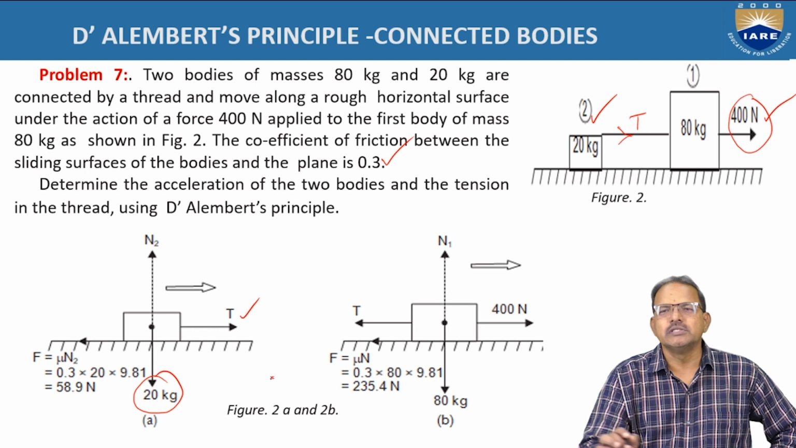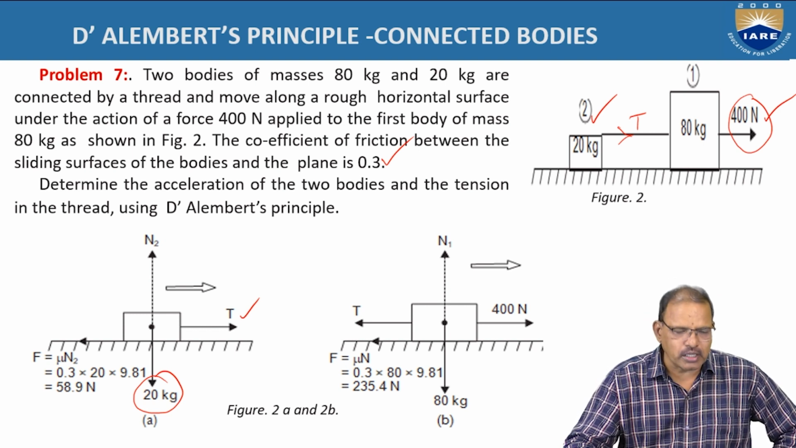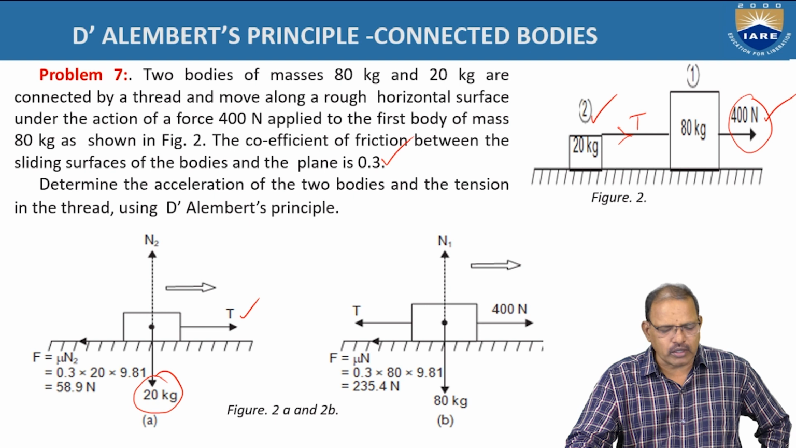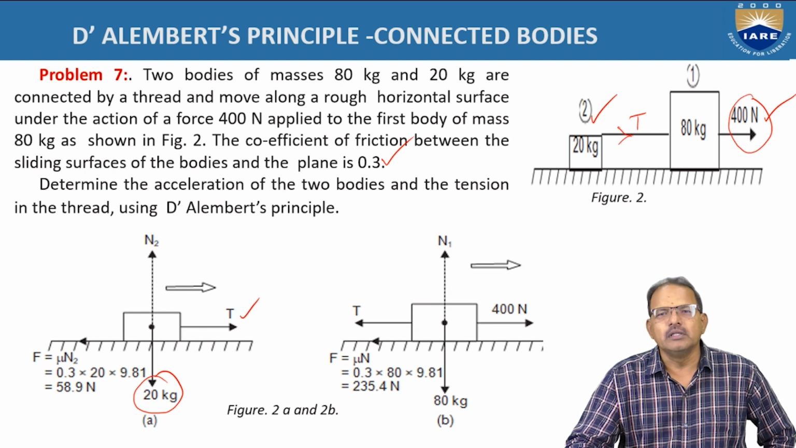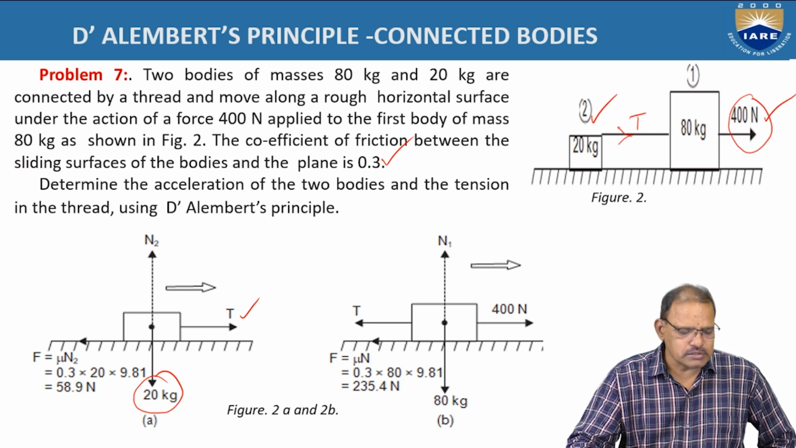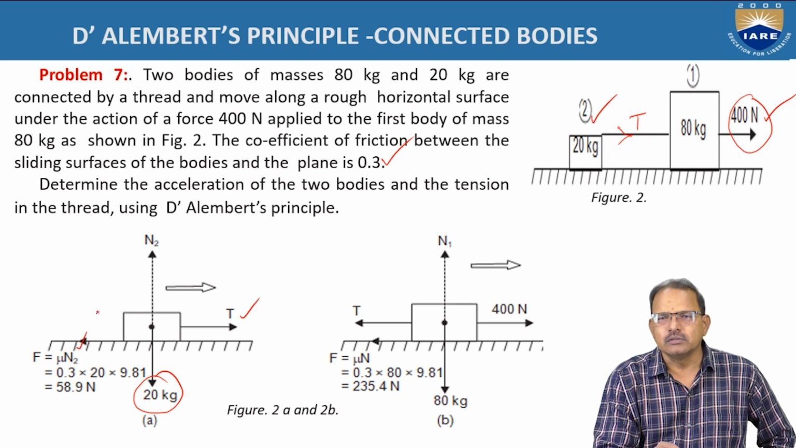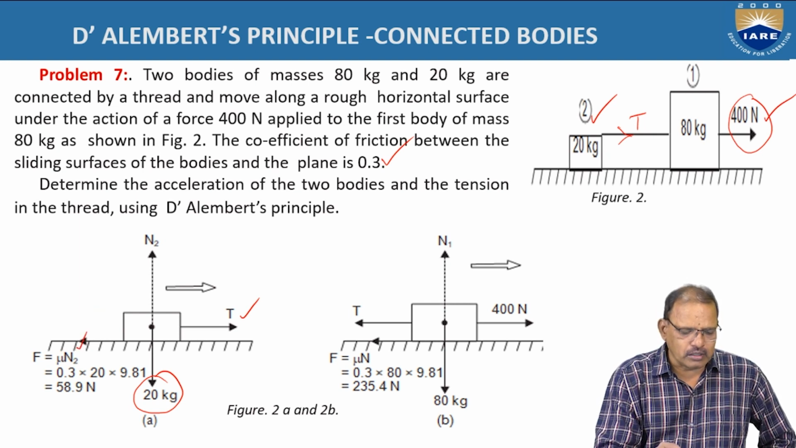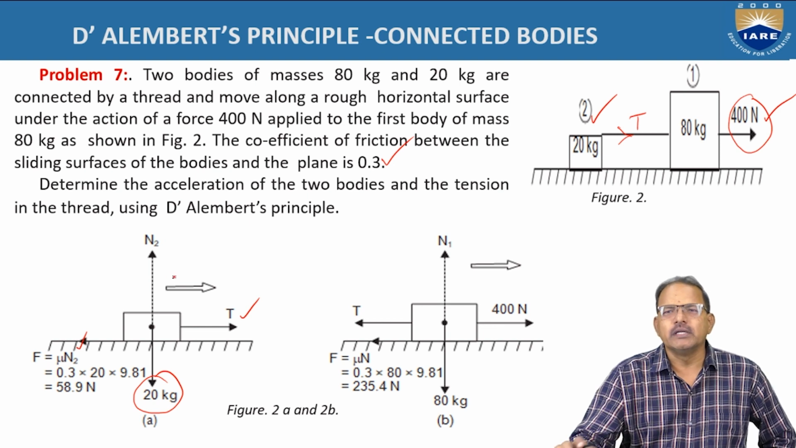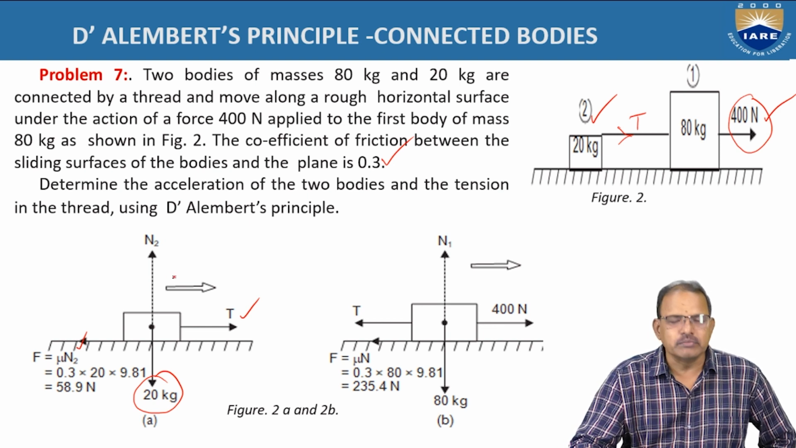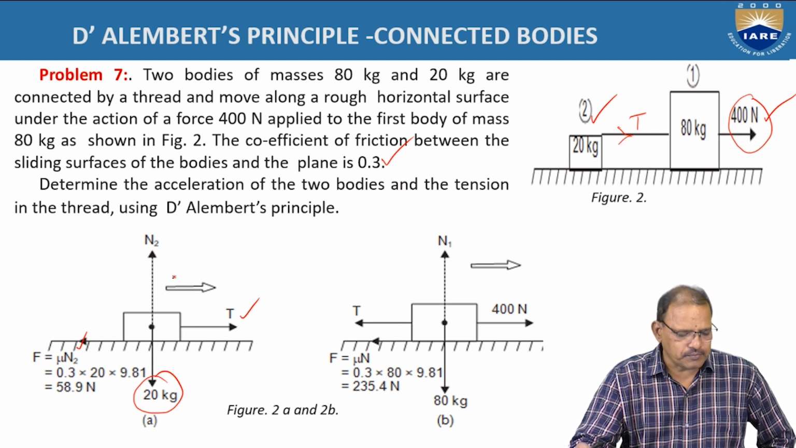The frictional force is there now. It always acts in the opposite direction in which the body tends to move. It is along the surface. Hence, F is equal to mu into N2, where N2 represents the normal reaction between the contact surfaces of the bodies.